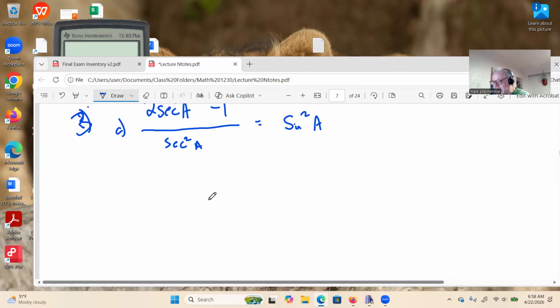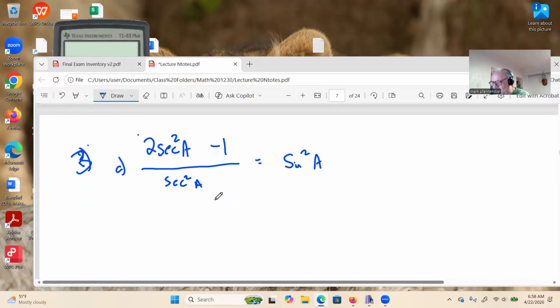Now, the thing with identities is you are only allowed to work on one side at a time. This is not an equation. You're not trying to set these equal to each other and solve. It's solely the left side equals the right side, or you can start on the right side equals the left side. There's not a lot to do on the right side, so I'm going to start on the left side.